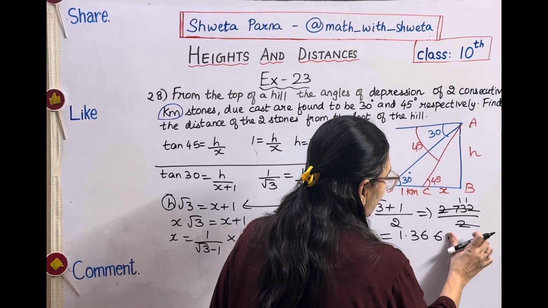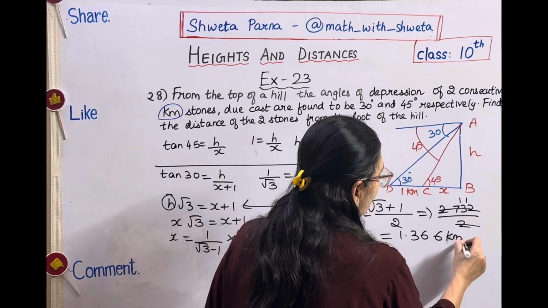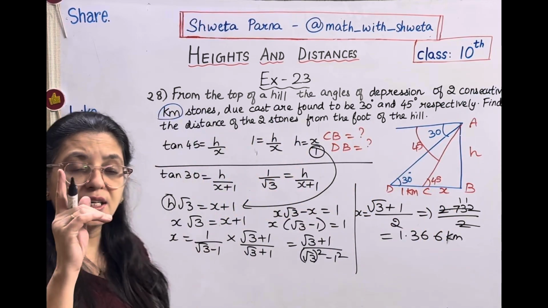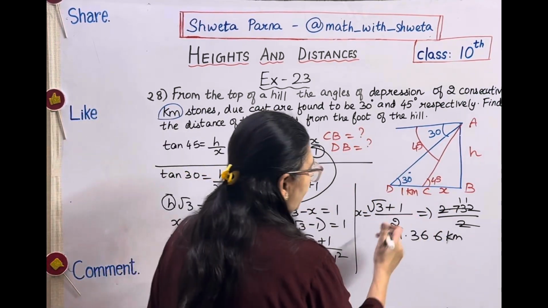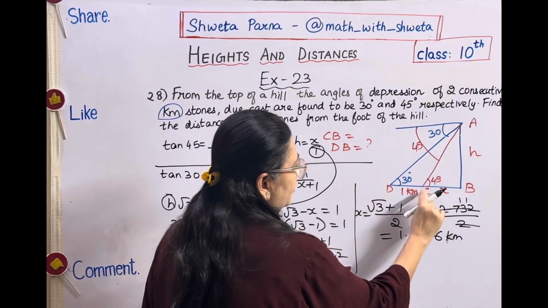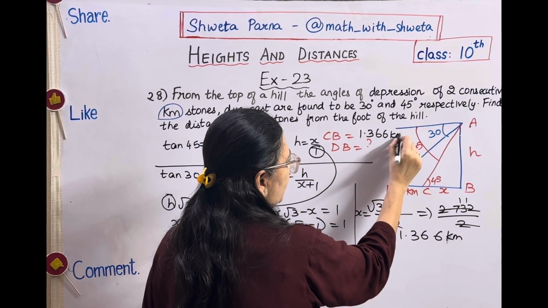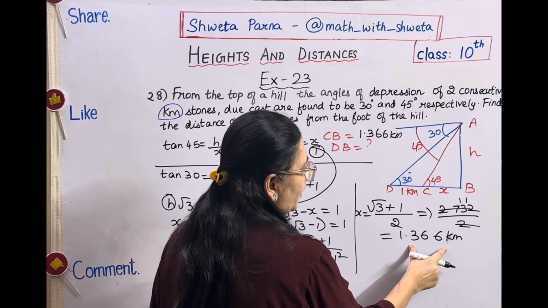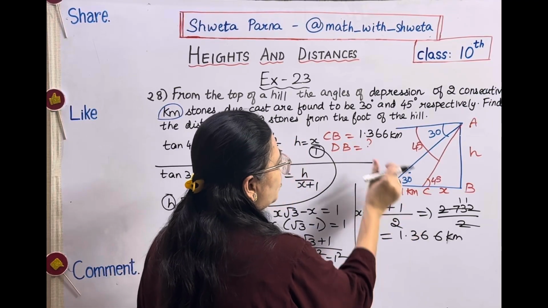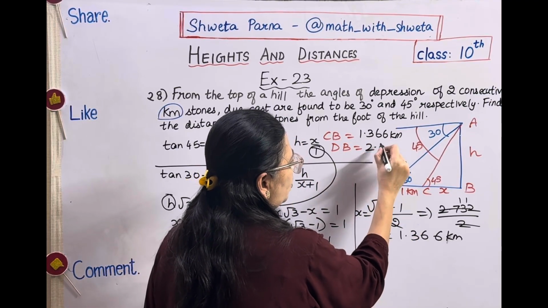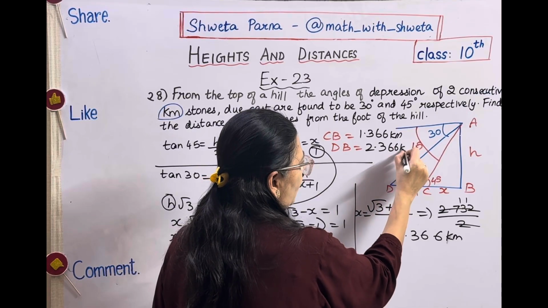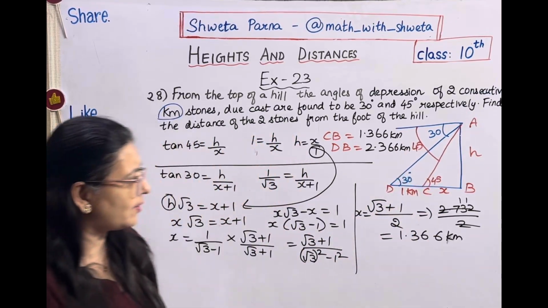So you will get the answer 1.366 kilometer. Why? Because the difference was in kilometer. So we can say that CB, this distance, is 1.366 kilometer. What about DB? 1.366 plus 1. So this will become 2.366 kilometer. I hope it's clear, children.